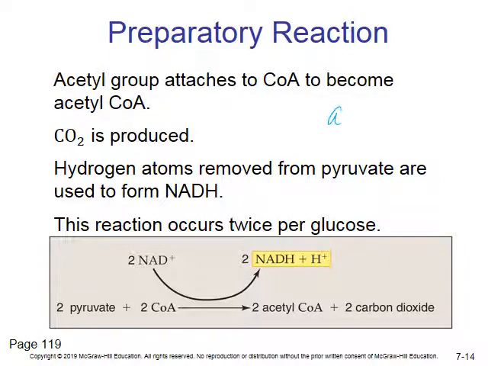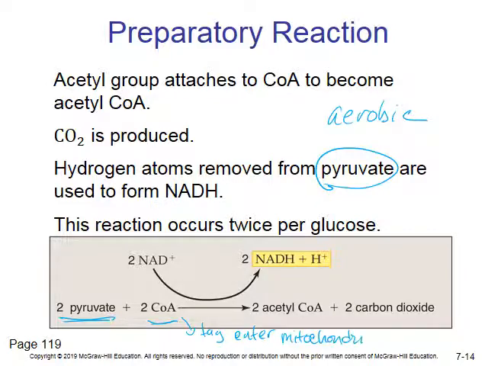So if we're doing aerobic respiration, we take this pyruvate and we're going to tag it with something called CoA. And this CoA is needed for this molecule to enter the mitochondria. So that's why they call it the preparatory. You're prepping this molecule to enter into the mitochondria and finish phases 3 and 4. So the pyruvate, this is a 3-carbon, and there's 2 of them. They didn't show you both. They just put a 2 in front of everything.